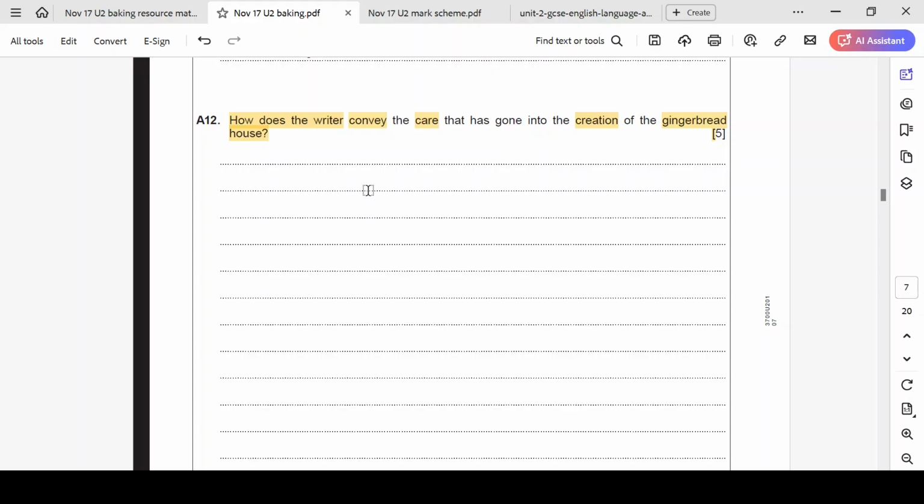Now, questions that ask how does the writer need more than just quotes. They need more than examples. They need you to explain what it is the writer does. And I often think about things like the methods, the techniques, or the ways. So it's not enough just to find bits where they are showing the care, in this case, that's gone into the creation of the house. You've got to explain what the writer does, what methods, techniques, ways. Most often it is the words, the language, but it's also other techniques, and it can be a whole range of things.